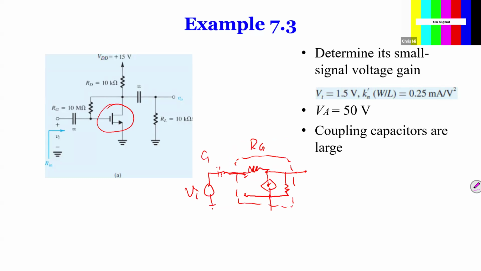It doesn't change the meaning, because instead of going from outside to here, I just moved it here. That's it. Because this is a line, right? So this is RG. So next, what is connected at the output?